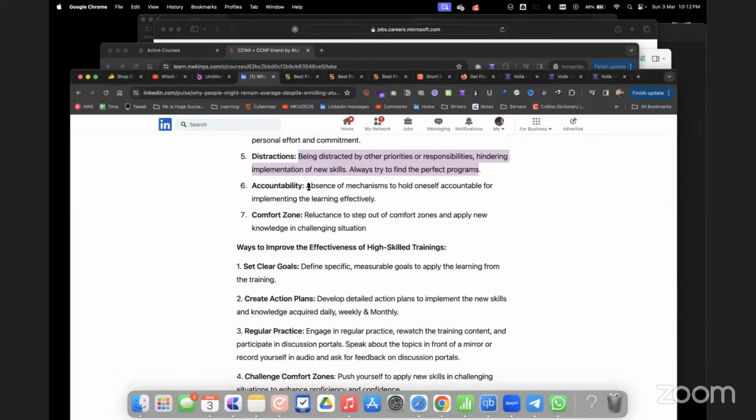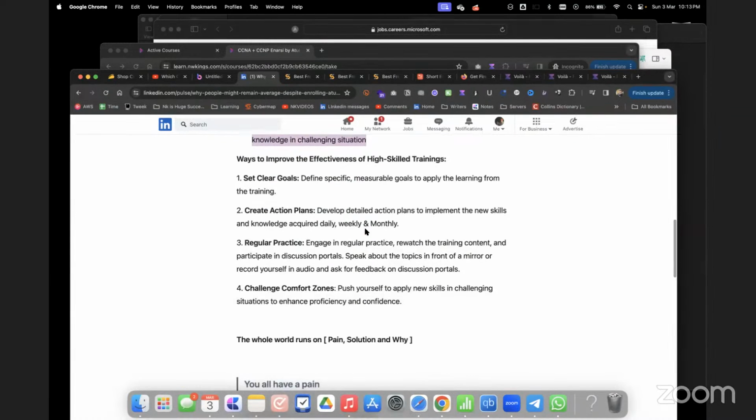So, accountability: you should take accountability. If I have done the courses, I need to apply for jobs. I need to fix my resume. Come out of your comfort zone. Practice at least 2 hours a week, 3 hours a week, whatever you are capable of. Do not rush. If you are a slow learner, learn slowly, no problem.